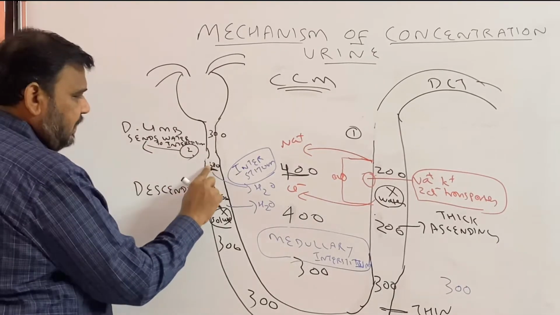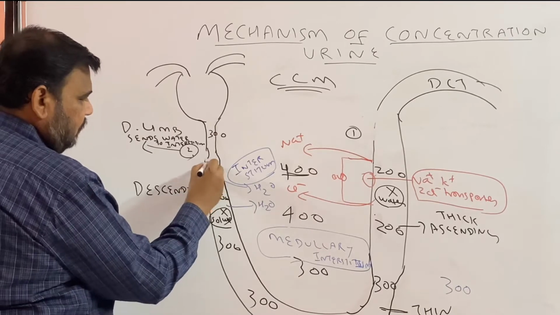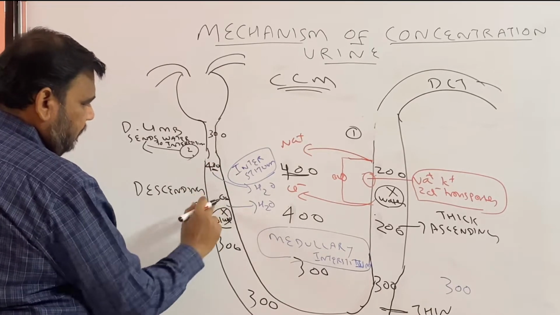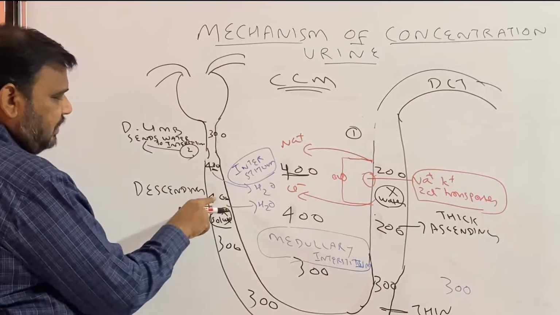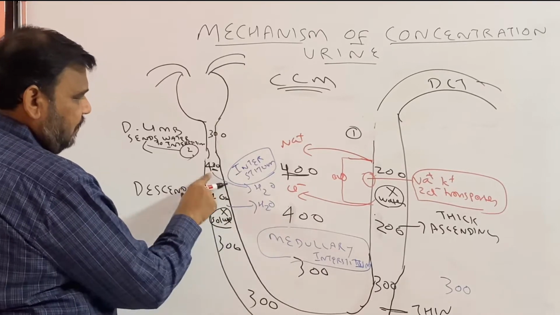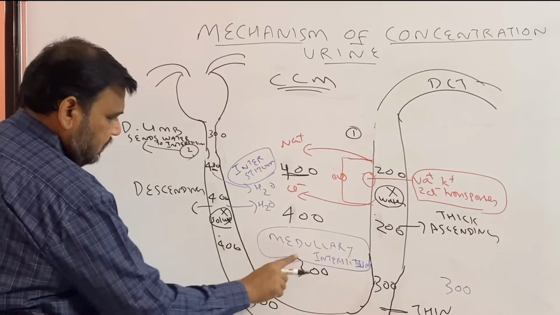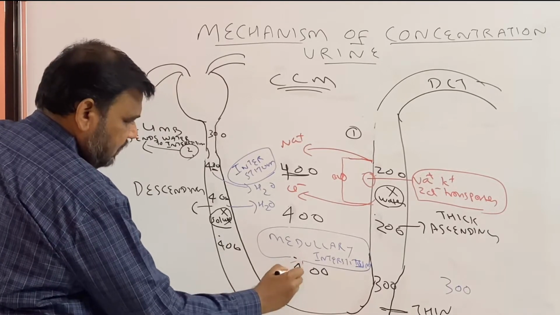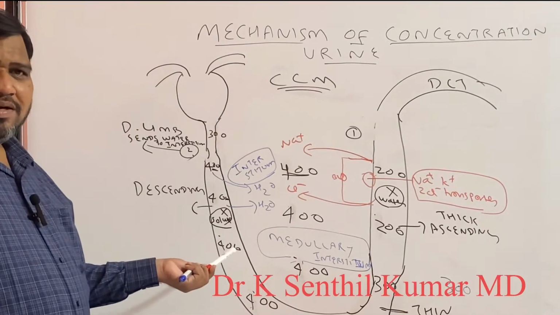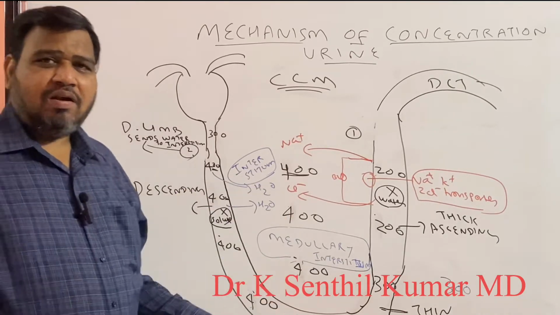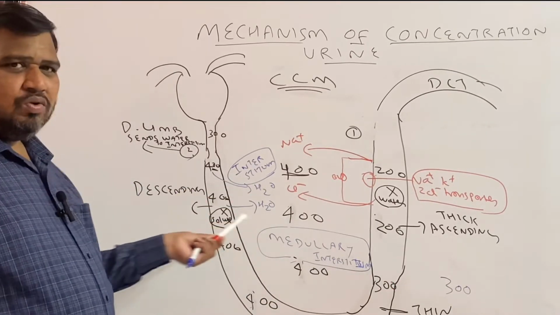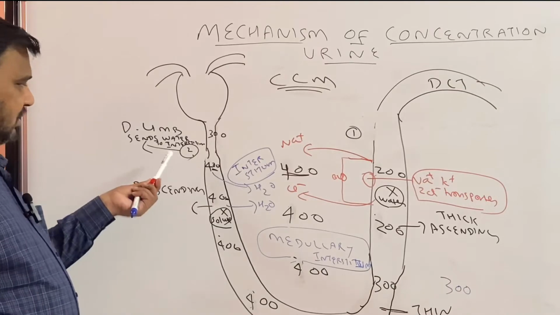Now imagine what will happen to this 300. This again may become 400. This also will become 400. Now see here, 400, 400, 400, 400. Same here also, you can convert to 400. So why has this 300 converted to 400? Because solvent is lost. Water is going inside, so the concentration is increasing. So this is the second step.